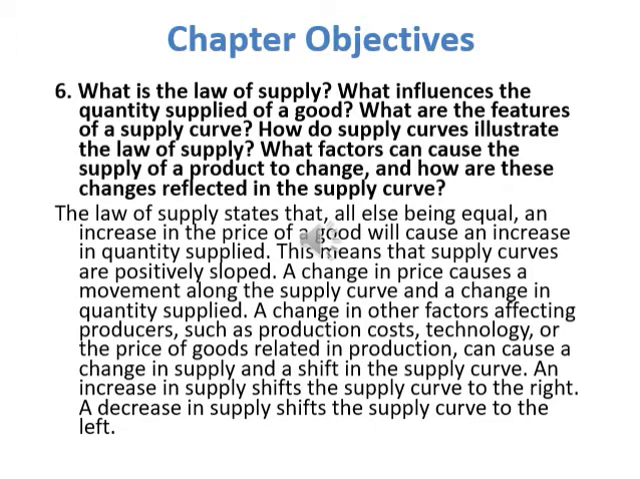A change in other factors affecting producers, such as production costs, technology, or the price of goods related in production, can cause a change in supply and a shift in the supply curve. An increase in supply shifts the supply curve to the right. A decrease in supply shifts the supply curve to the left.